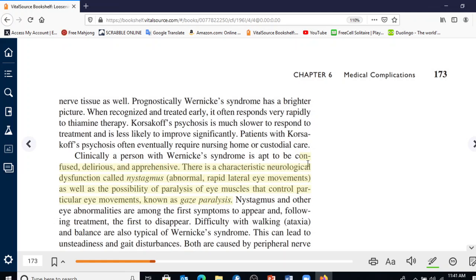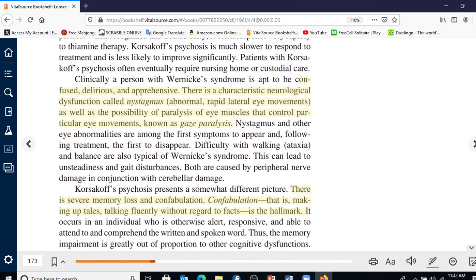A person with Wernicke's is confused, delirious, apprehensive, has nystagmus, the abnormal eye movements, as well as the possibility of paralysis of the eye muscles. These eye abnormalities are the first things to appear in people who get this condition. They have difficulty walking, they stagger, ataxia, remember, broad-based gait. It has to do with alcohol's effect on parts of the brain that control balance. And both are caused by peripheral nerve disturbances and all of that.